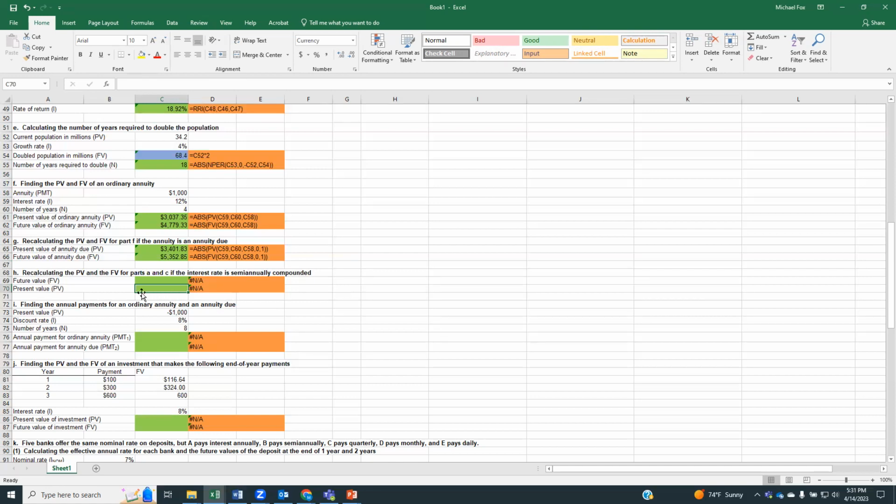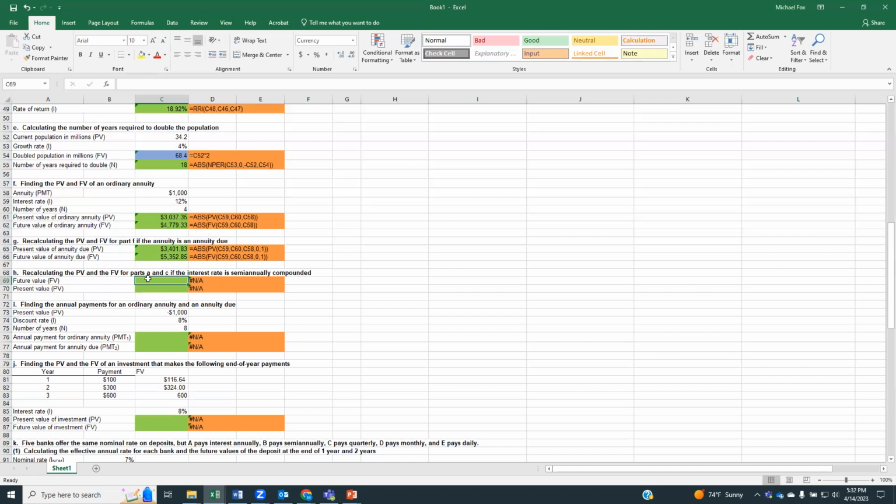So now it says recalculate the present value and the future value for parts A and C if the interest rate is semi-annually compounded. So now, instead of us earning 12% per year interest, we'll be earning 6% per semi-annual period. And what that means is that we're going to be getting a little bit more interest just because we're going to compound it twice a year instead of once per year. But we don't get the full year's worth of interest each time we compound it. We just get half of that.